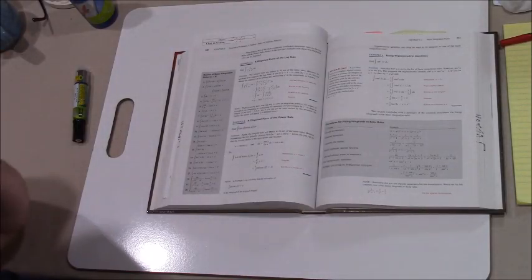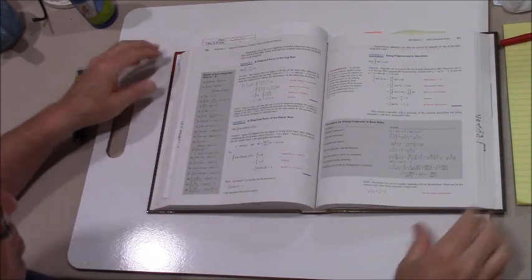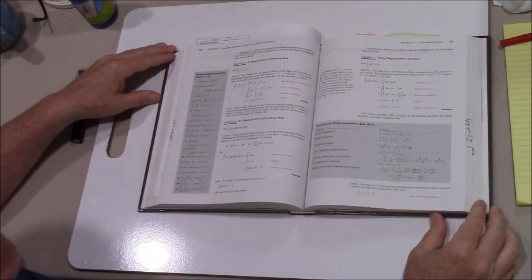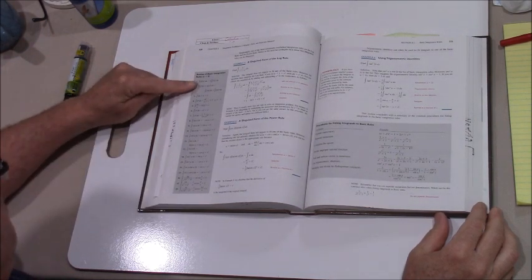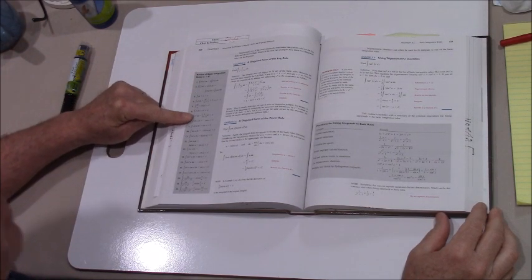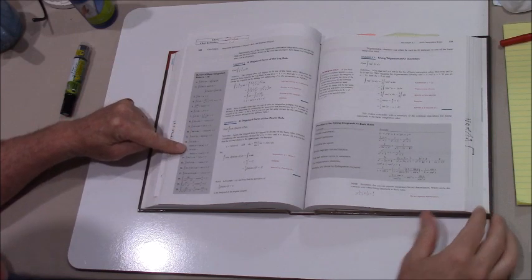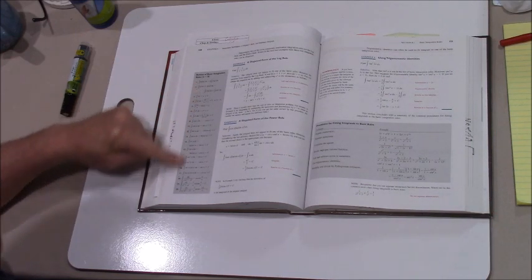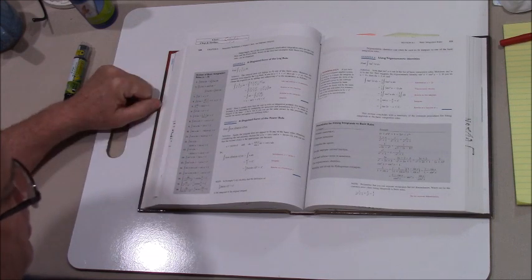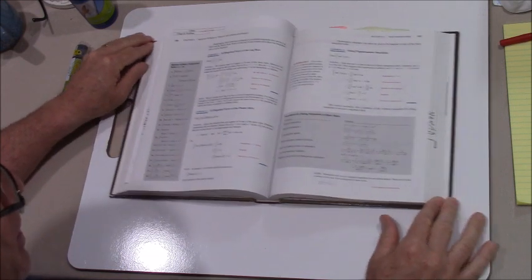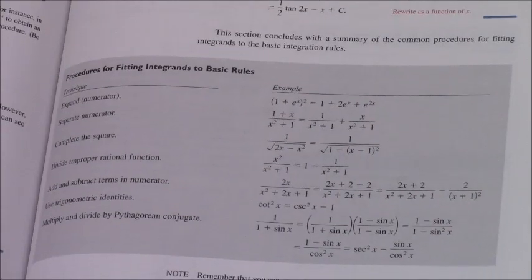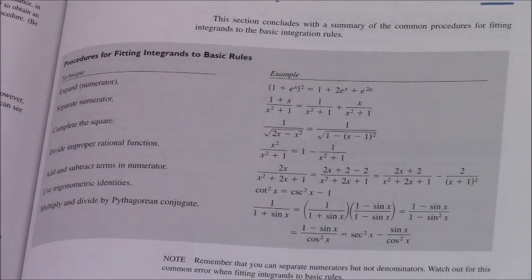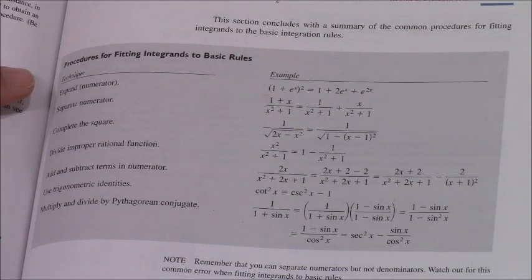At the start of Chapter 8, there's two important things that we should see here in our book. First of all, on page 520, these are all of our basic integration formulas. Think back to our formula exam. We should know all these. This is the stuff that we talked about in this chapter. And over here, they're giving us some procedures or strategies for getting through integrals.